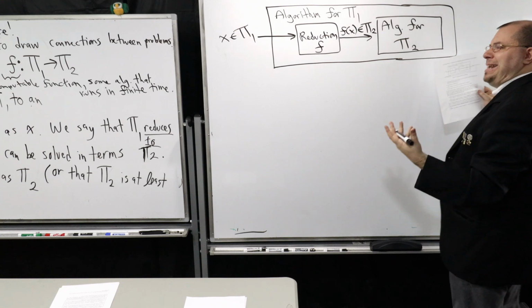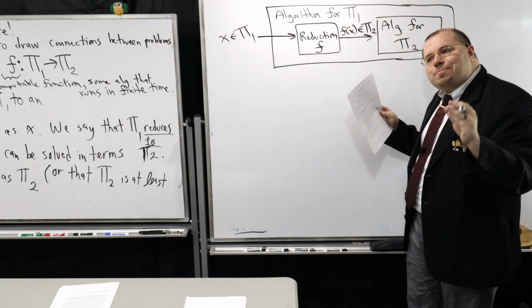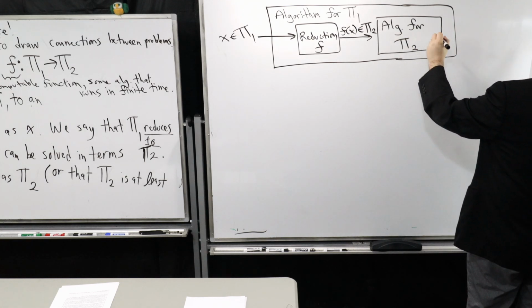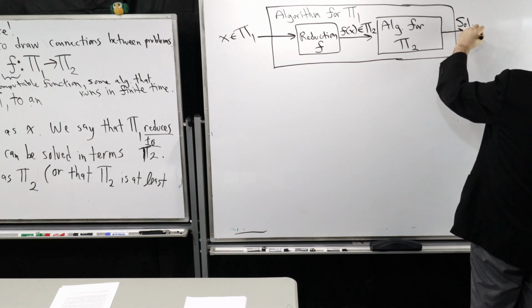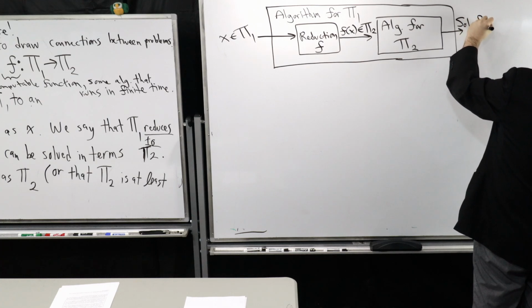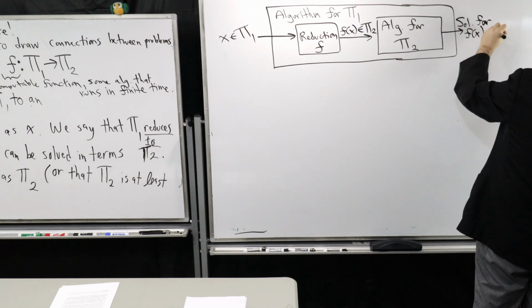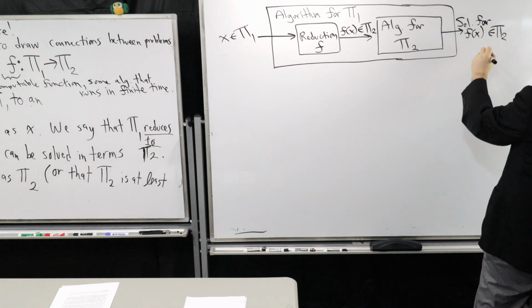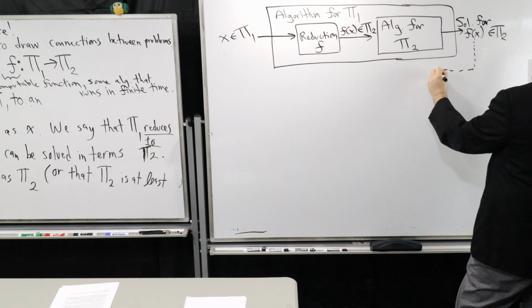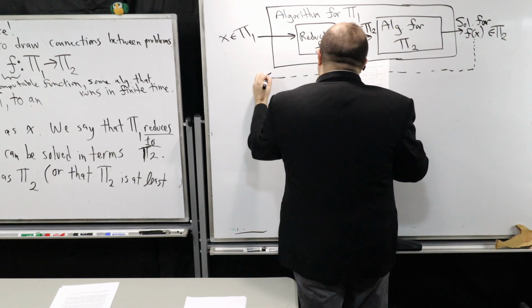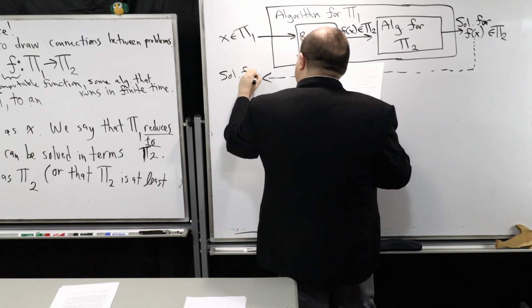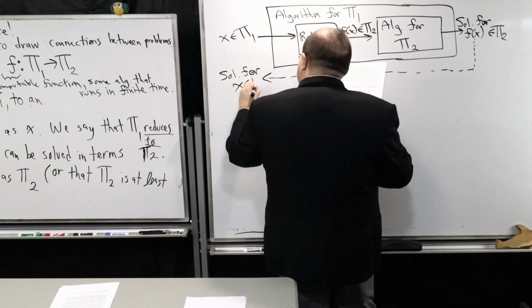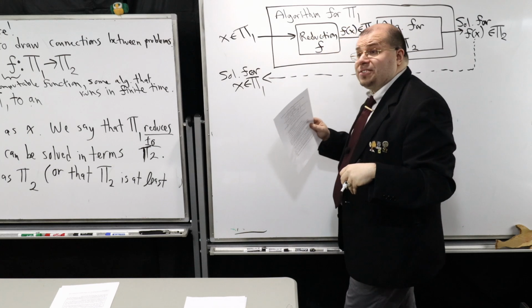So this seems like a really nice idea, but here's the key part about the reduction, is that when I get the solution for f of x, which is in pi2, it has to be that the solution for this gives me the solution for the original one. So it gives me the solution for x. So they have the same answer.